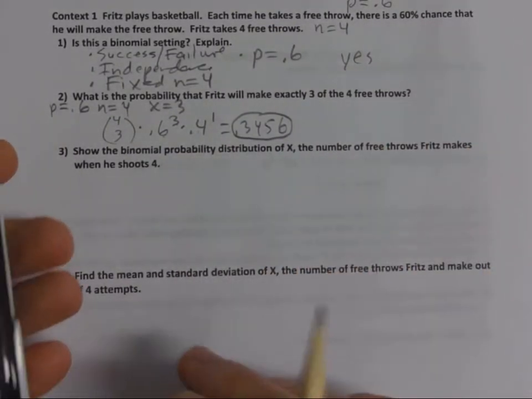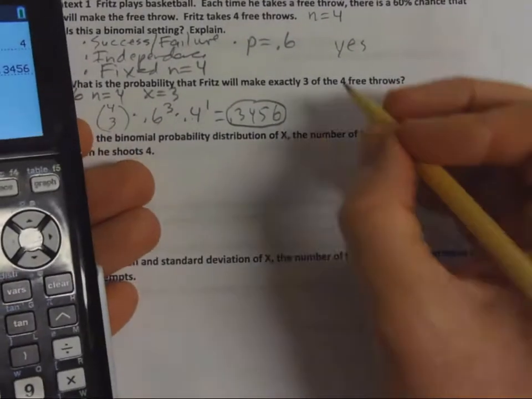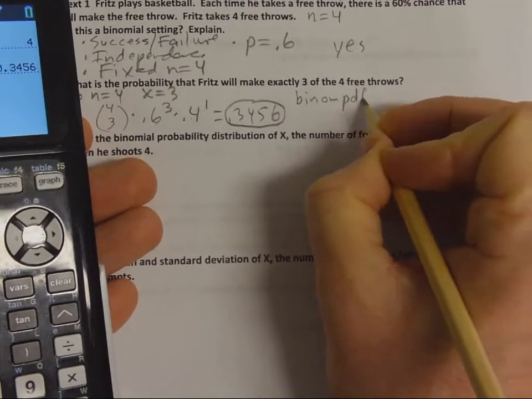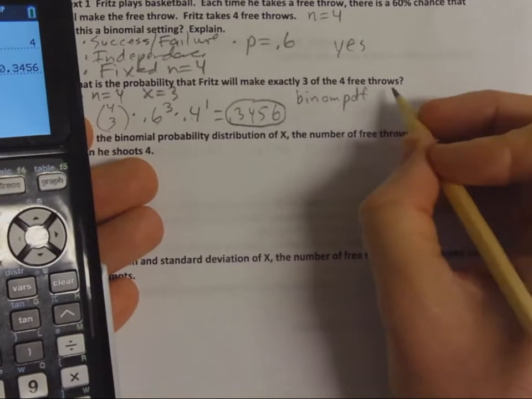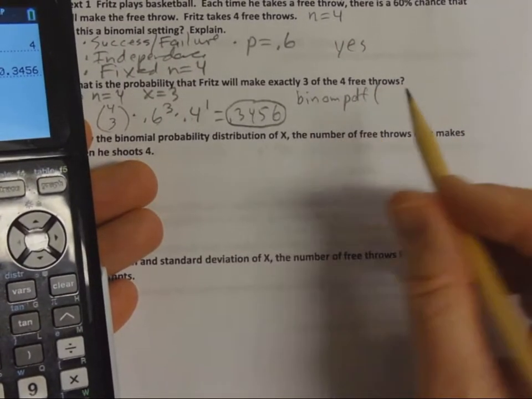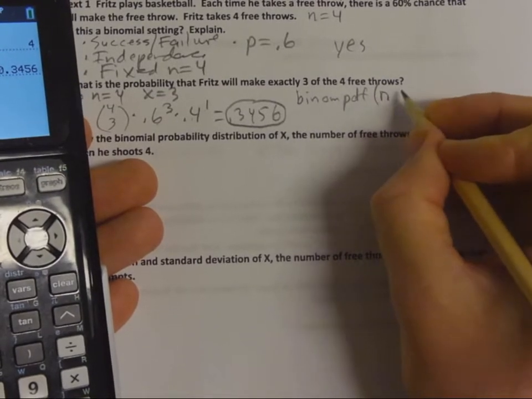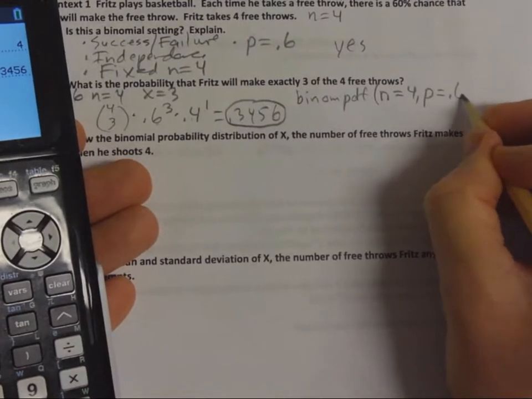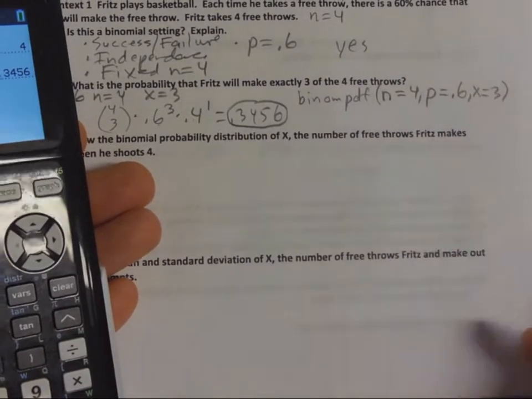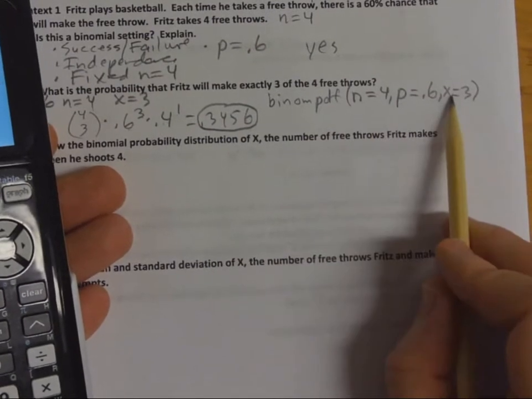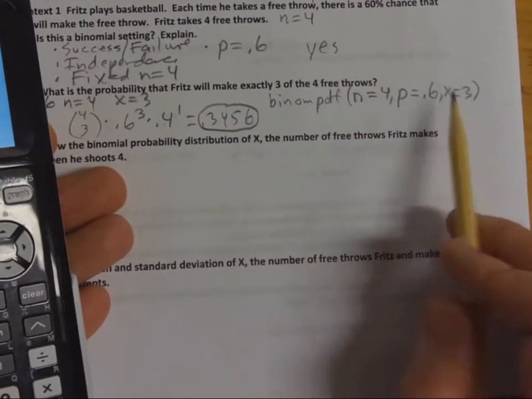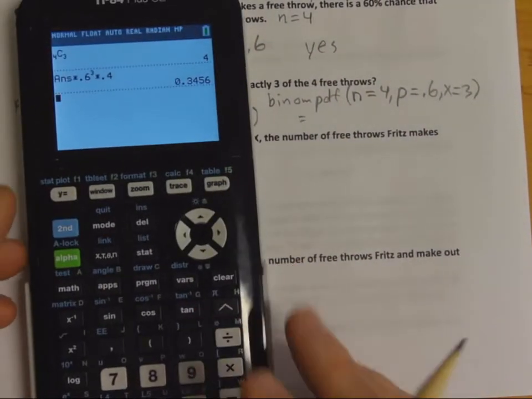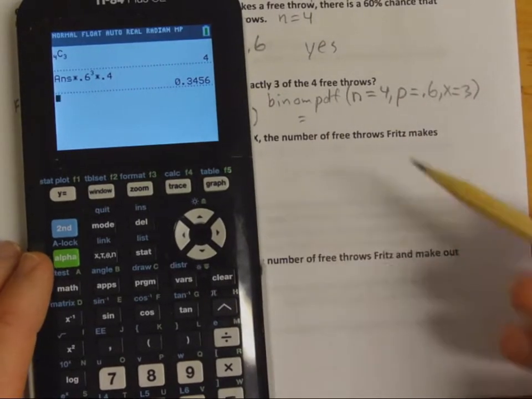The other way of doing it is by using your binomial functions on your calculator. In this case, what we're going to call binomial PDF, which stands for binomial probability density function. And it's important if you use this, and I'll show you where it is, that you label N, my number of trials, is 4; P, my probability of success, is 0.6; and X, my number of successes, is 3. It's important that you label those with N, P, and X. If you don't label these with N, P, and X, you're going to get, at best, partially correct. All right, so let me show you where this function is.